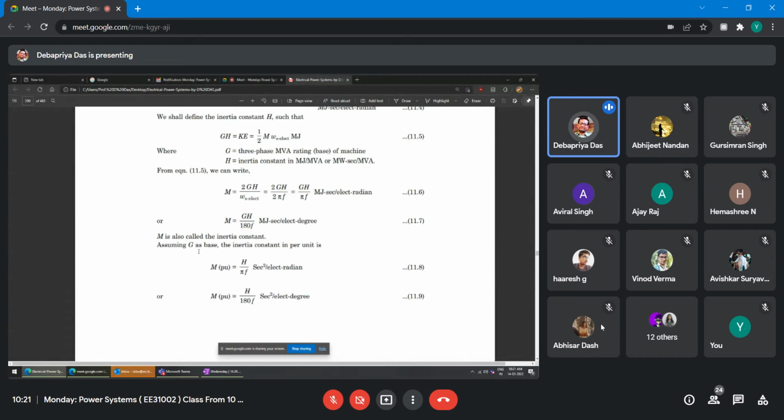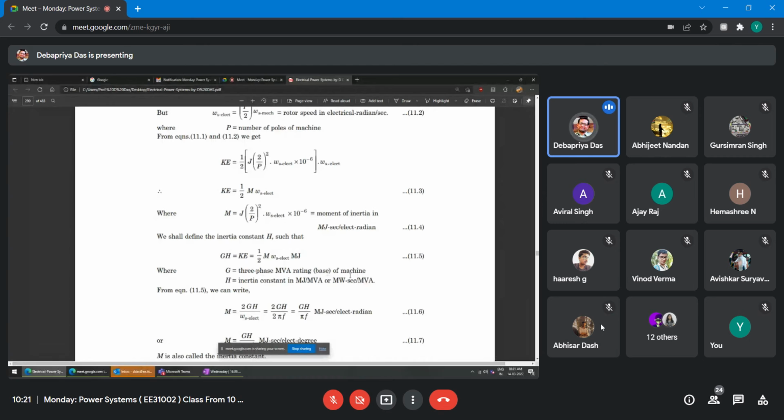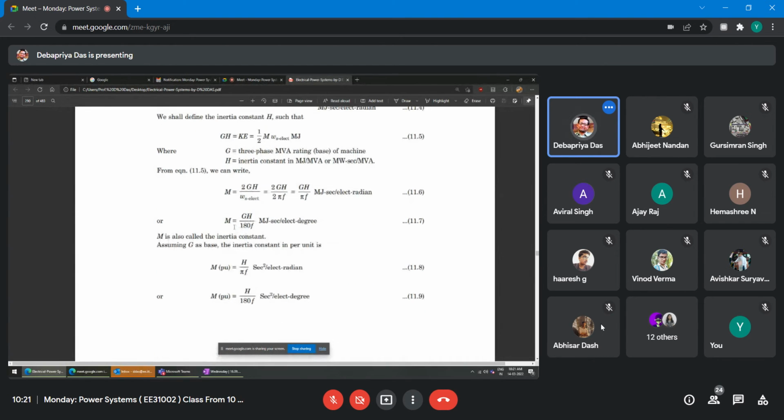Assuming now G as a base. Suppose G is the 3-phase MVA rating of the machine, and if G is the base, then both sides you can divide by G, right? If you divide both sides by G, then your M per unit, right? This M, or this M, GH upon pi f, if you divide by G, M per unit will be either H by pi f second square per electrical radian, or M per unit will be H upon 180 f second square per electrical degree, right?